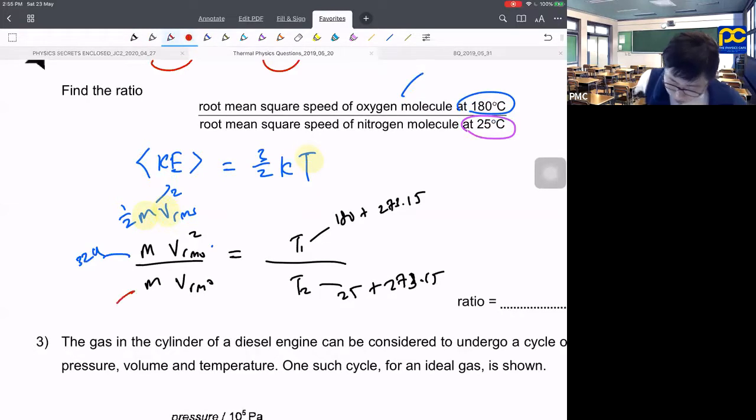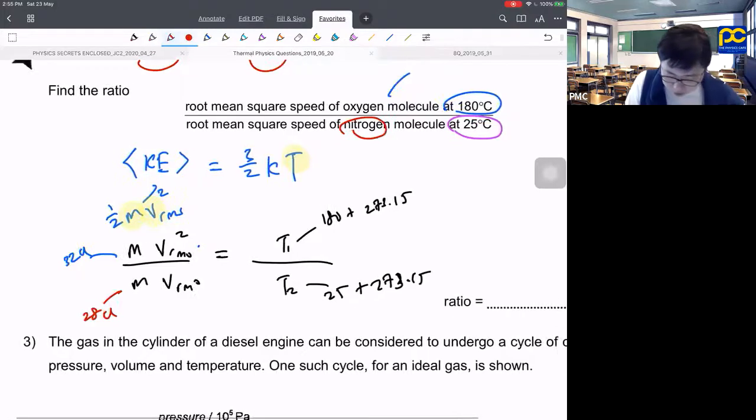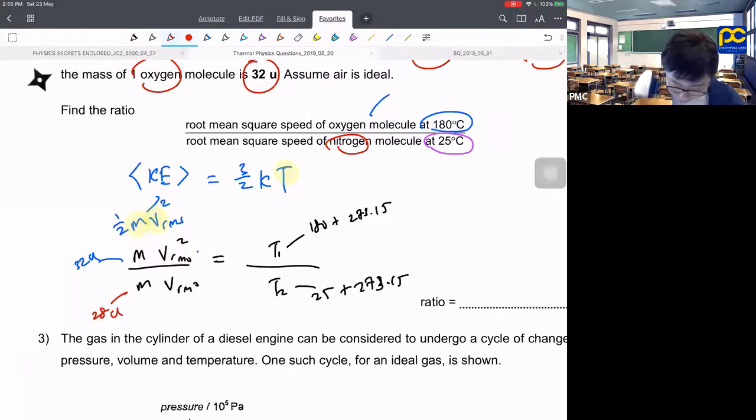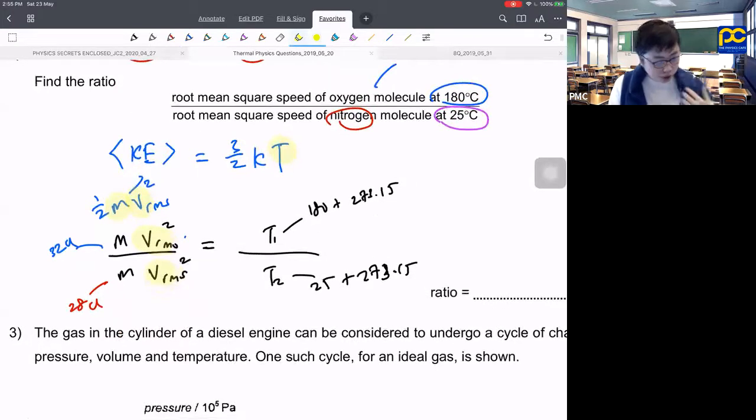You want the nitrogen to be below, and that will be 28 U. Let me check. Okay. You're asked to find the ratio of the speed. You can get it, of course, from here. Remember, later on, you must square root everything to get the answer. The ratio of the speed.